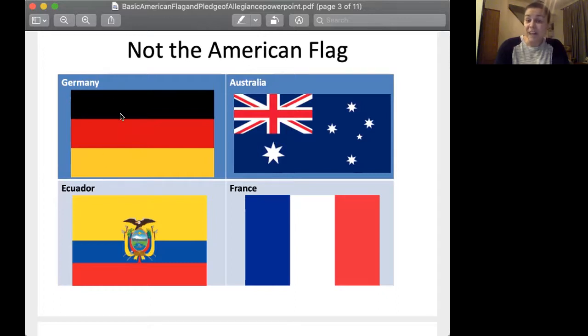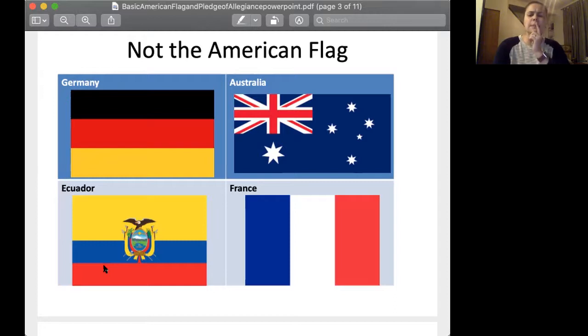This is actually the flag for Germany. That is where my mom was born. So that's the German flag. That is a symbol that she grew up learning in school as well. That was the flag that she learned, right? The German flag.